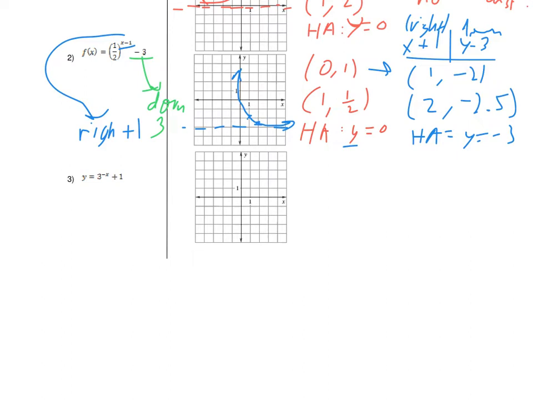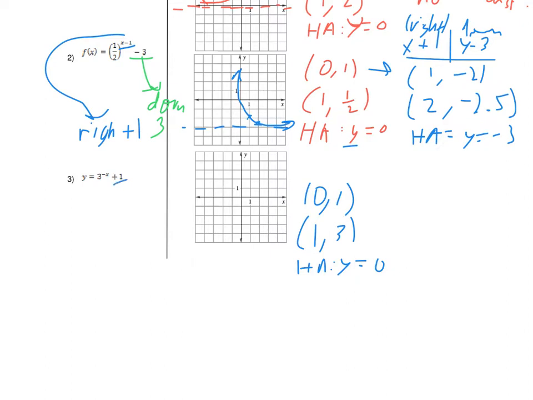All right, next up, number 3. For this one, we're going to start off with our point at (0, 1) and then (1, base), and then our horizontal asymptote at y equals 0. Now I'll apply my transformations here.